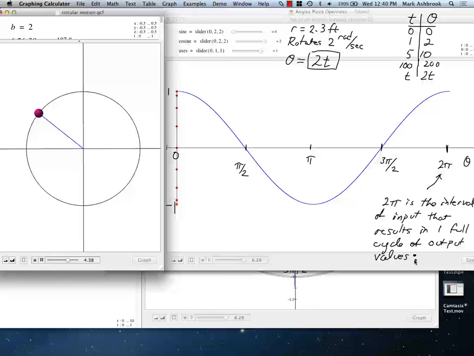And there's a name for that. The interval of input. So this is about the input that results in the output going through one cycle until the point where it's going to start over and do it again. So that interval of input is called what? This is the period. The period of this is 2 pi. So the period is 2 pi. The interval of input that results in one full cycle.